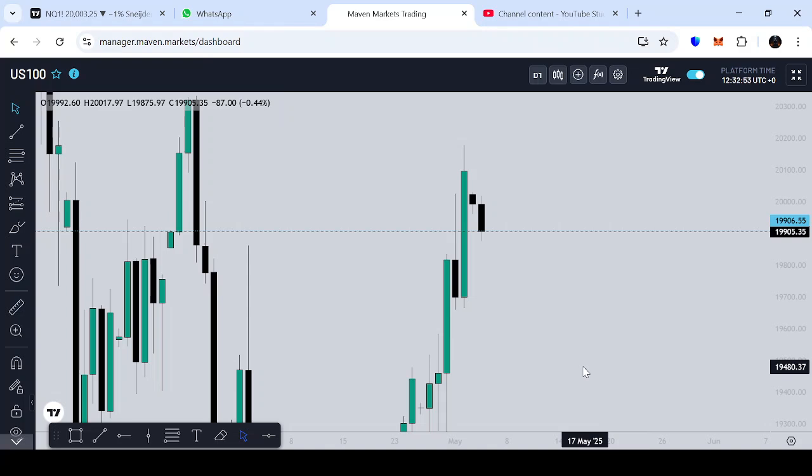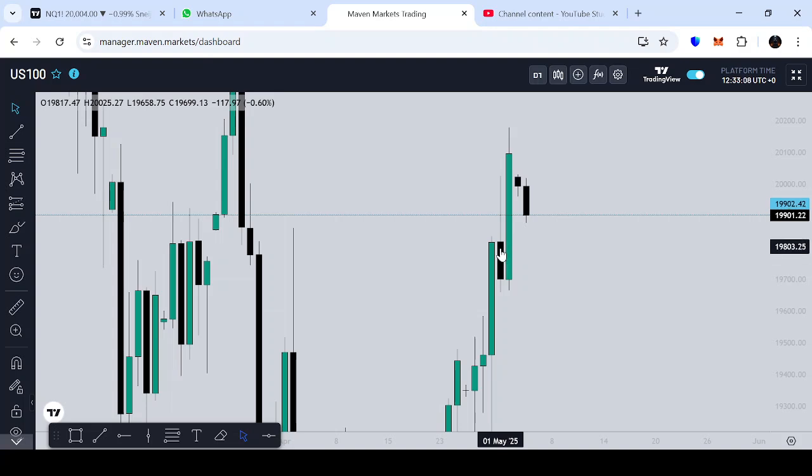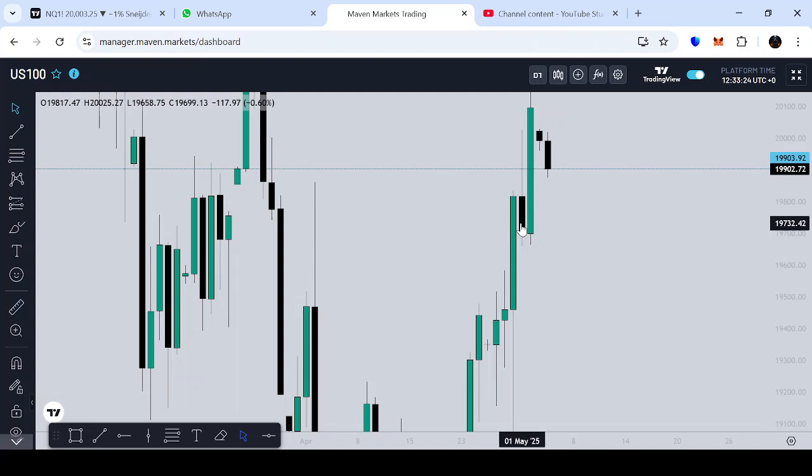Nasdaq US 100 on the daily chart. We could see a fair value gap of last week. Each candle here is a daily candle: that's the first of May, second of May, then third, and that's Friday the fourth, which is Friday's close, today being Monday, 5th May. So we could see the May 1st fair value gap. This is the fair value gap and inefficiency.